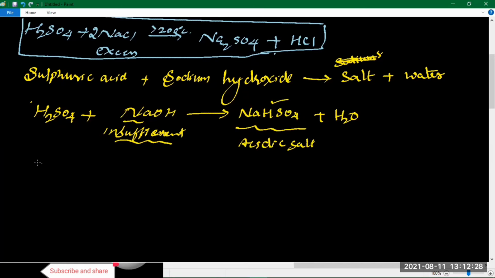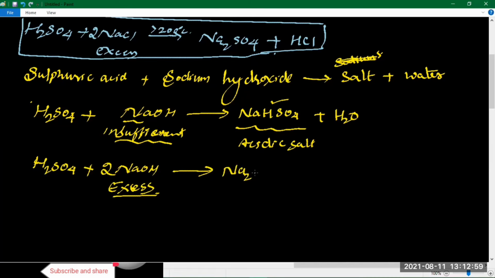Now, the same thing when you treat this H2SO4 with an excess of NaOH, for example, 2 NaOH. So there are excess sodium hydroxide molecules in the solution. So 2 molecules contain 2 sodium ions. Sodium ions completely displace hydrogen from the sulfuric acid and they form a normal salt, Na2SO4, with the formation of 2H2O. So these are the examples for dibasic acids.